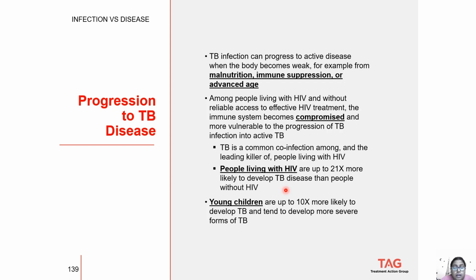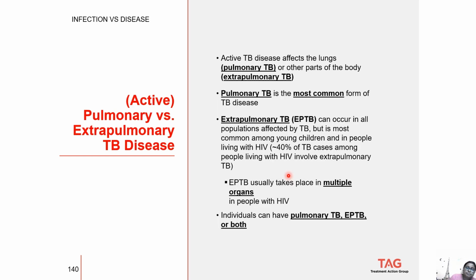Okay, so they develop AIDS, also acquired immunodeficiency syndrome. Obviously it's in the name, immunodeficiency, immunocompromised. So people living with HIV are much more likely to develop TB disease. And young children are up to 10x more likely to develop TB, and they also tend to develop more severe forms of TB. Obviously, because in young children the immune system is still developing.